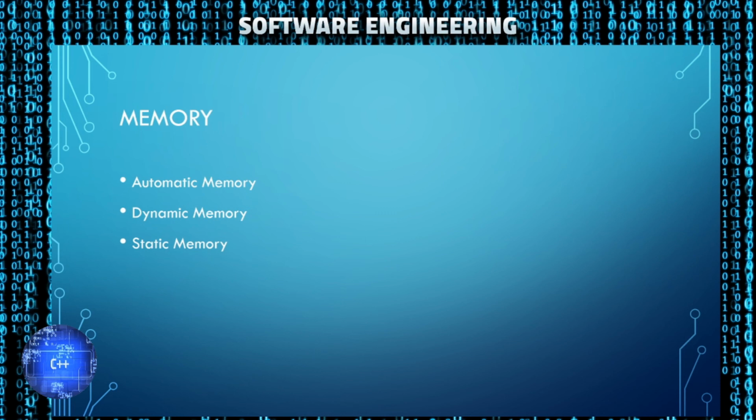Static memory is the one that we won't dive into terribly deeply right now. It's a little different. The variable is limited in scope, but it exists until the program ends. I'm mentioning it now just for completeness, but we'll talk about static variables much later on.